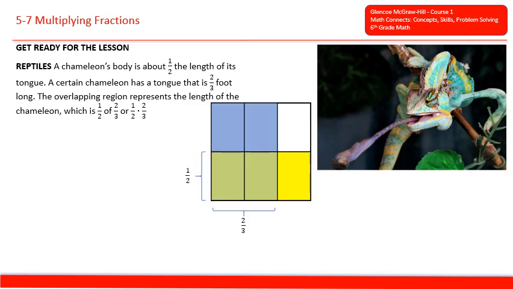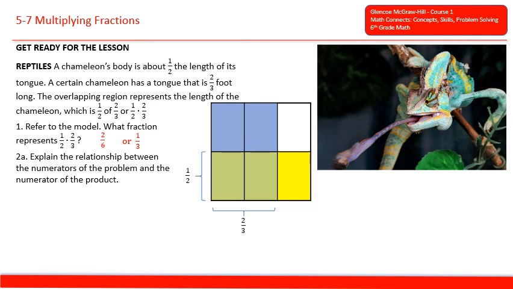So we have 1/2 and 2/3. So refer to the model. What fraction represents 1/2 times 2/3? So there's two green parts out of 6 parts total. So 2/6. And if we find the greatest common factor of 2, we can simplify that to 1/3.